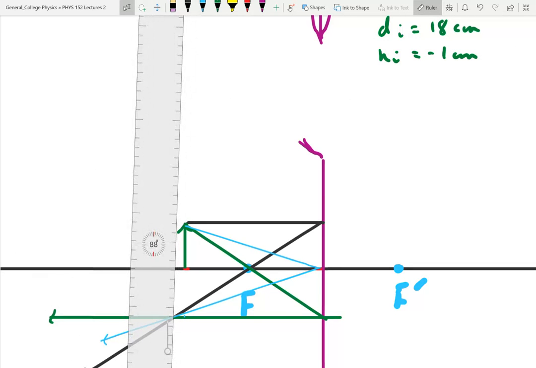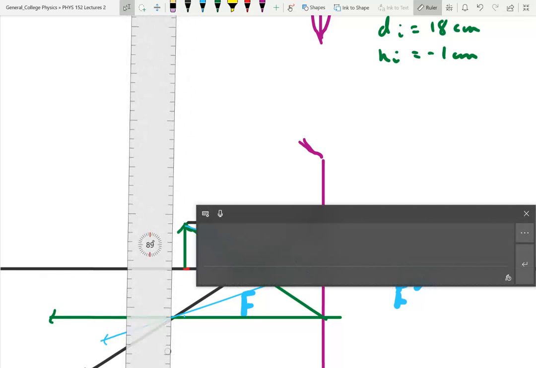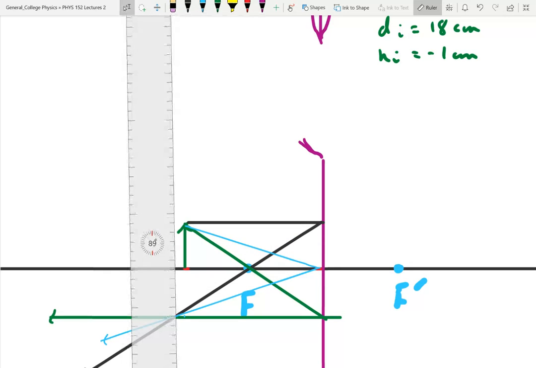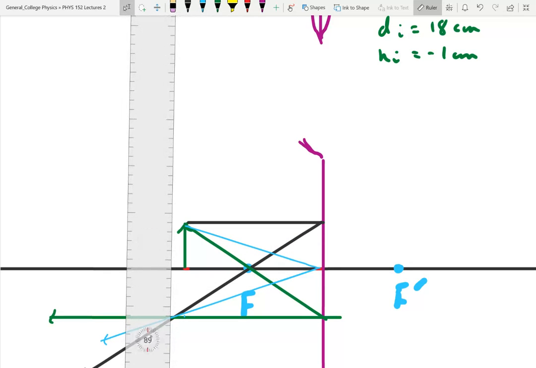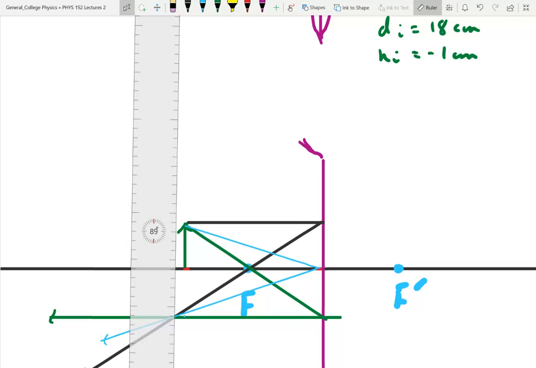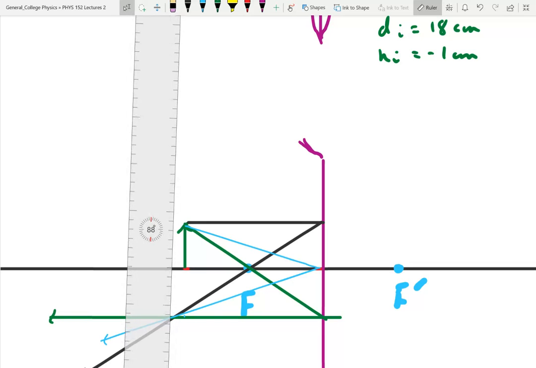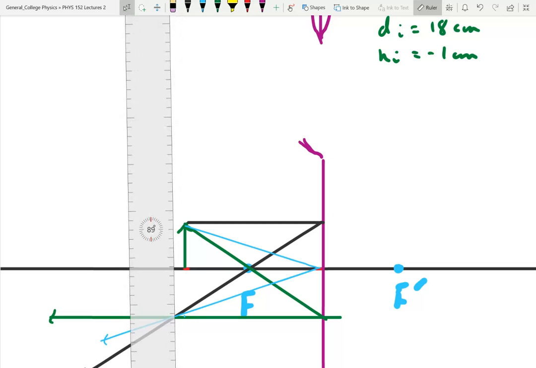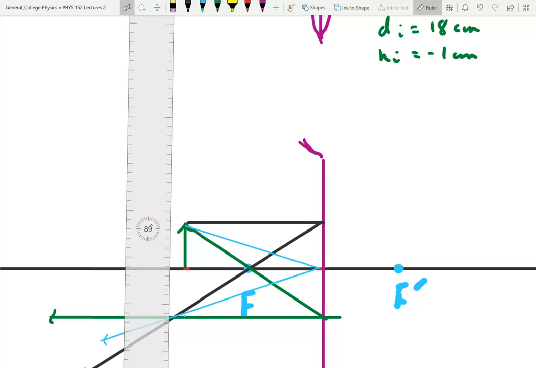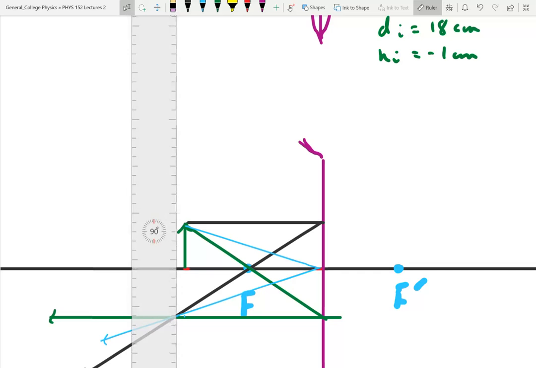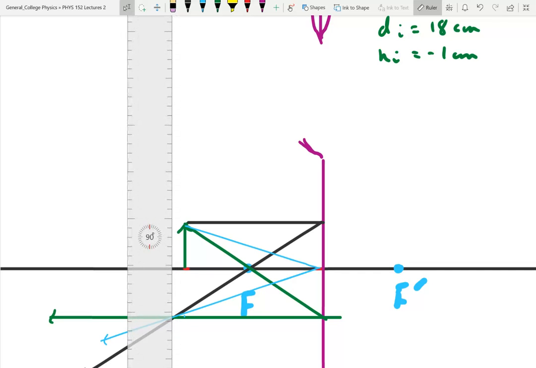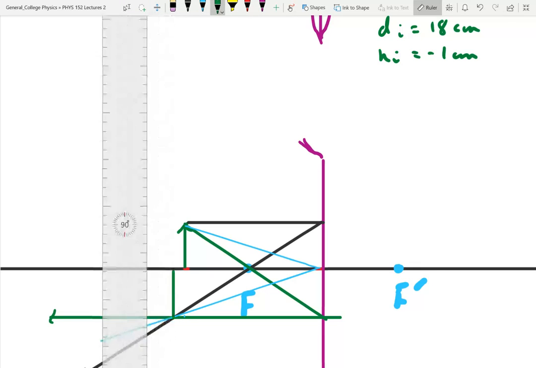So let's mark our image. I have no idea why that popped up. I am not fine enough with my motor skills. Dentist I shall never be, nor the artist. I was going to say, if I don't get it this time, I'm going to go with 89 degrees because I can get 89 degrees like a champion. So there's my image.